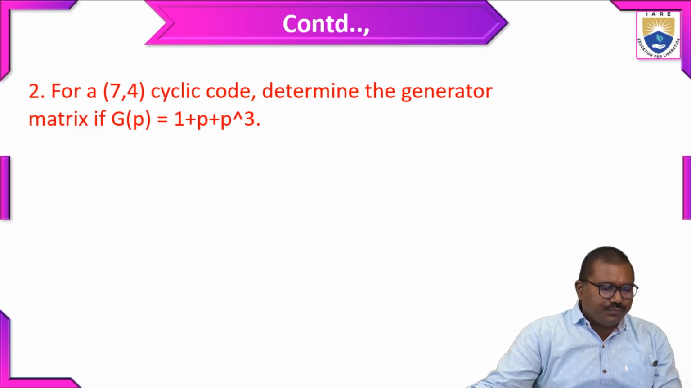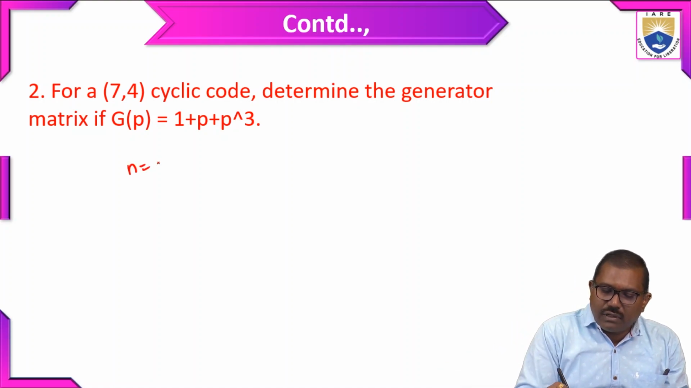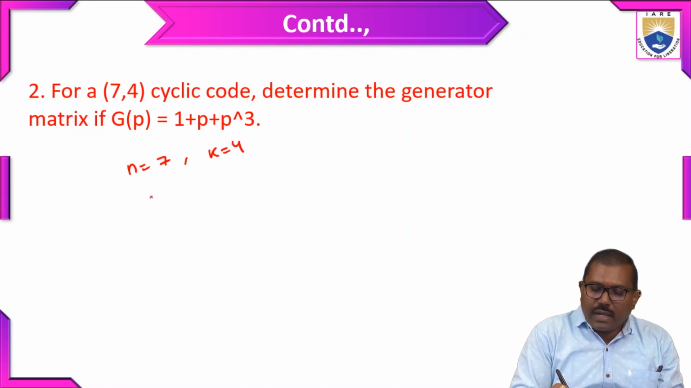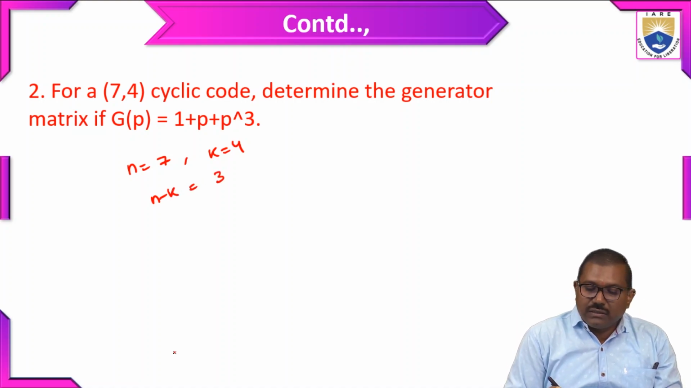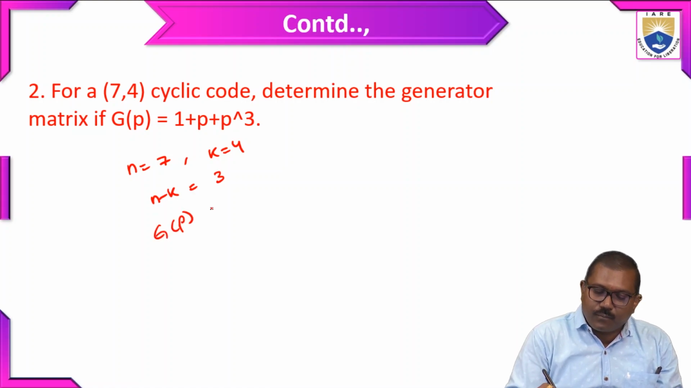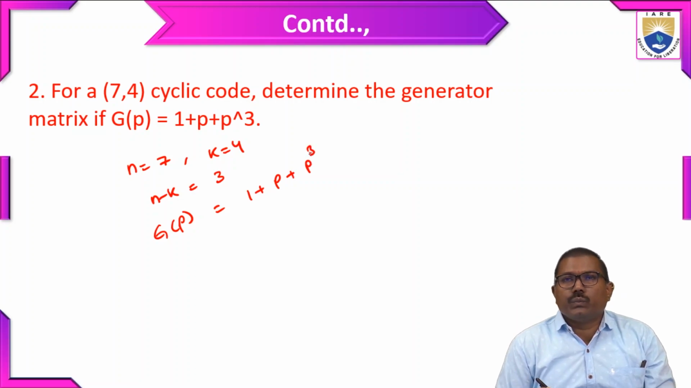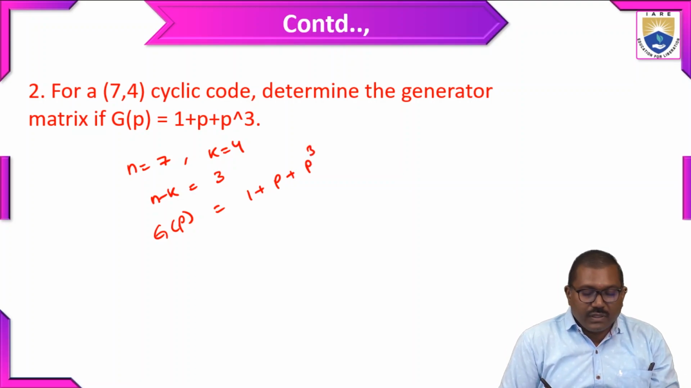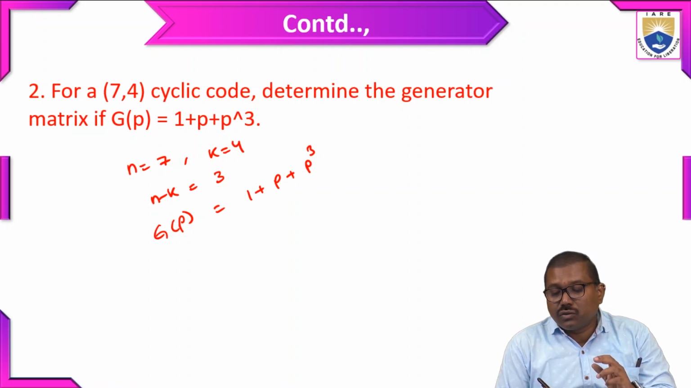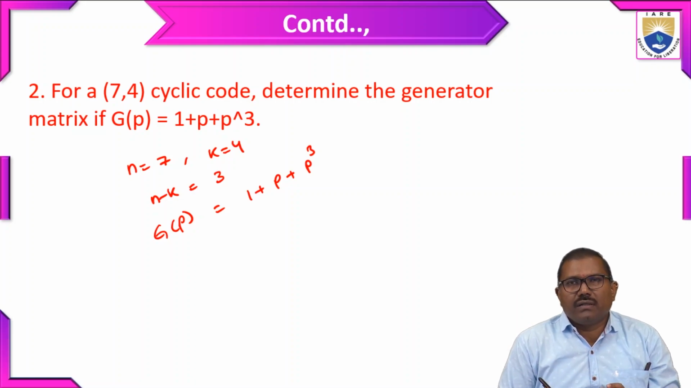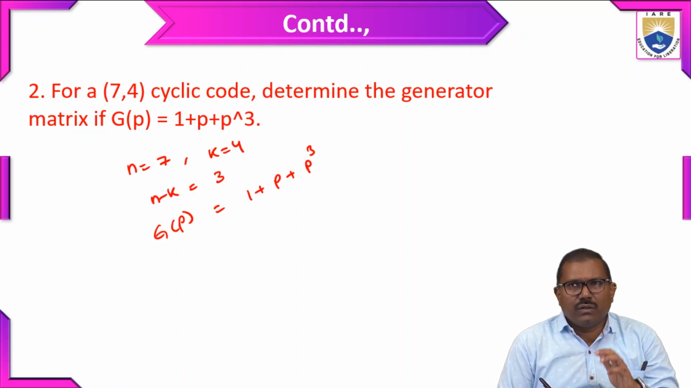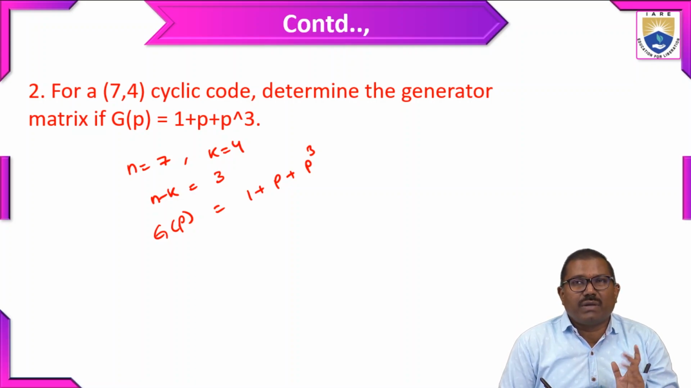Okay, so here n value is 7, comma, k value is 4. So n minus k, what do you get? 3. N minus k is 3. So what is G of P? It is 1 plus P plus P cube. This is G of P. So here they ask to build the generator matrix. They give a polynomial, and by using that polynomial you are going to generate the generator matrix.